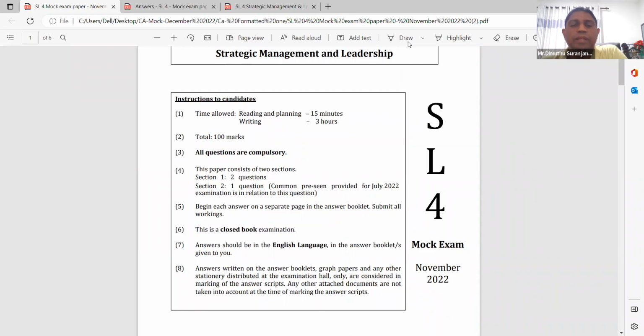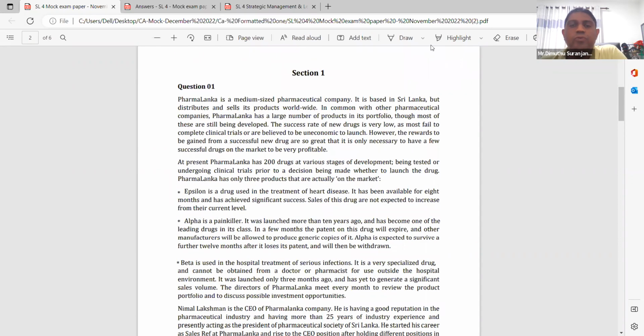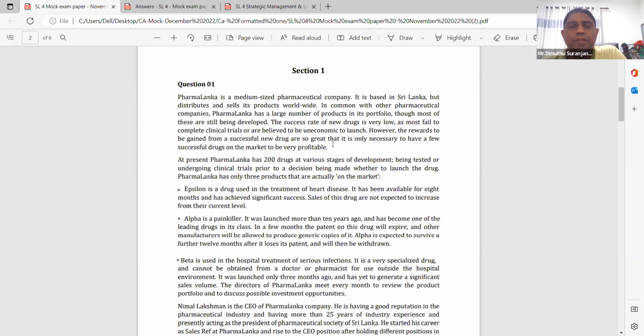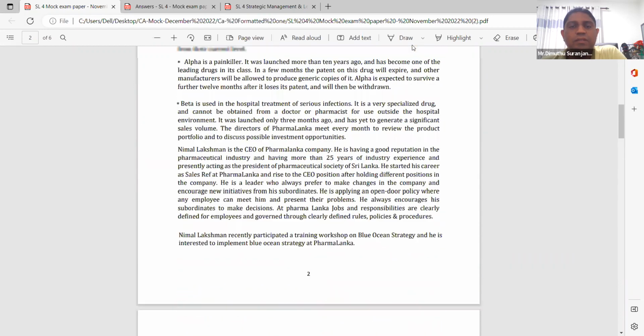At the beginning, these 2 sections, section 1 and section 2, are mentioned. These are closed book examinations. The language is English. Section 1, as you are already aware, carries 25 marks, and 25 marks.